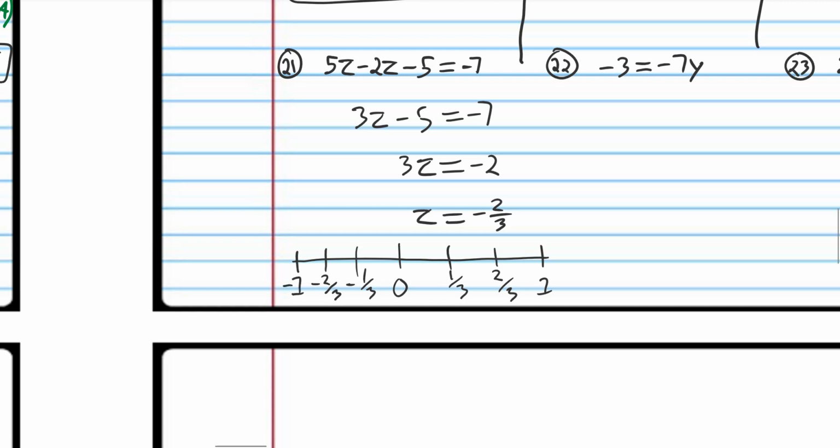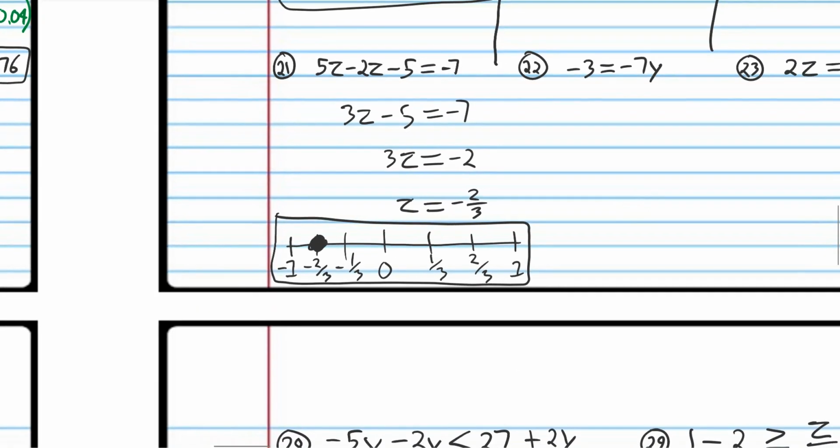And then the answer will be negative 2/3, so that's right here. And again, your graph might be slightly different depending on what type of divisions you chose. But the important thing to understand is that if it's a negative number, it's going to go to the right, or excuse me, to the left of the 0. And if it's a positive, it's going to go to the right of the 0.